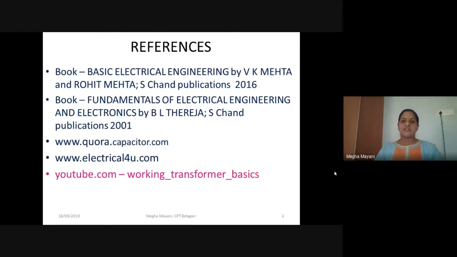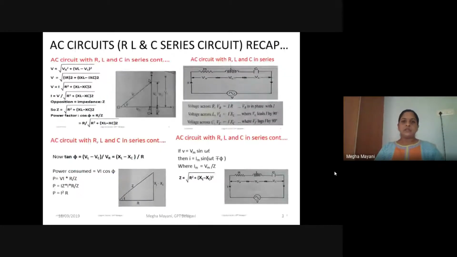Quickly, let us have a short recap of previous session content. Last class, we discussed AC circuit analysis, considering R, L, and C, that is resistance, inductance, and capacitance in series. Under that, we tried to understand what is the effective voltage, and also we tried to derive the expression for circuit current.